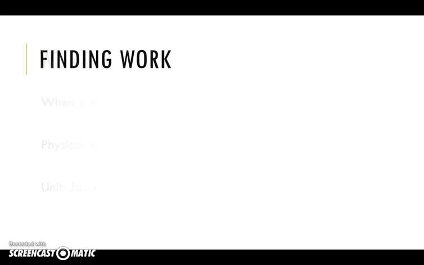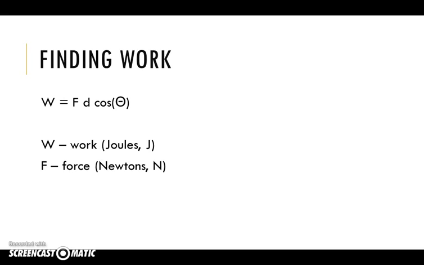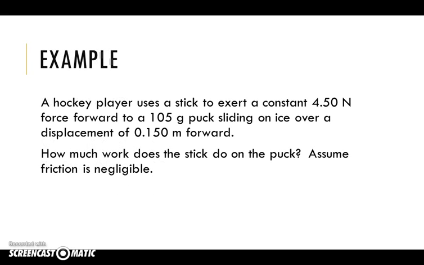So how do we go about finding work? Well, this is the formula we're going to be using. The one in your reference packet does not have cosine theta attached, but I do want you to take a look at this for future reference. So W, that's your work in joules. F, that's your force in newtons. D is your distance or displacement in meters. And then theta, that's going to be in degrees. That's some angle.